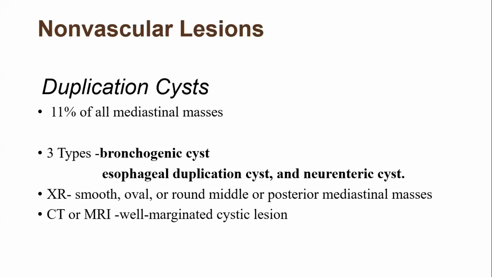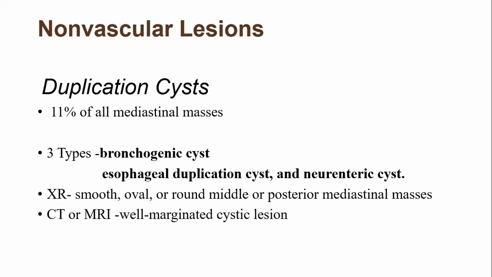Just a little bit about non-neoplastic lesions. You get duplication cysts in the mediastinum. They are not all that uncommon. They can be either bronchogenic, esophageal duplication cyst, or neuroenteric cyst. If you look hard enough, if they are big, of course, you will see it in the X-ray. But if you look hard enough, even when they are small, you will see it in the chest X-ray.